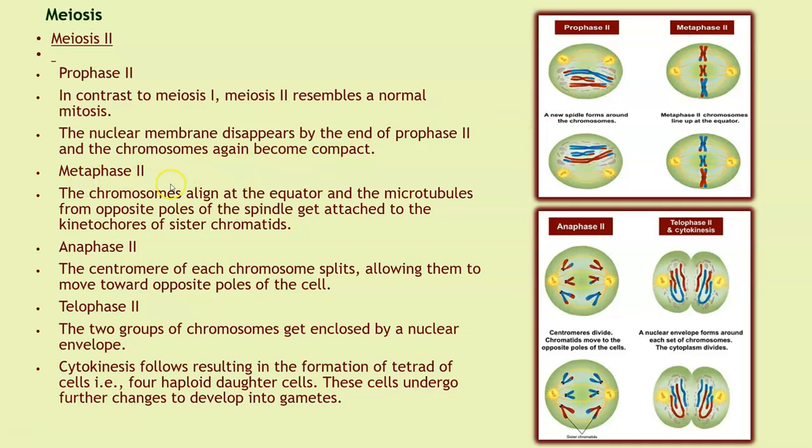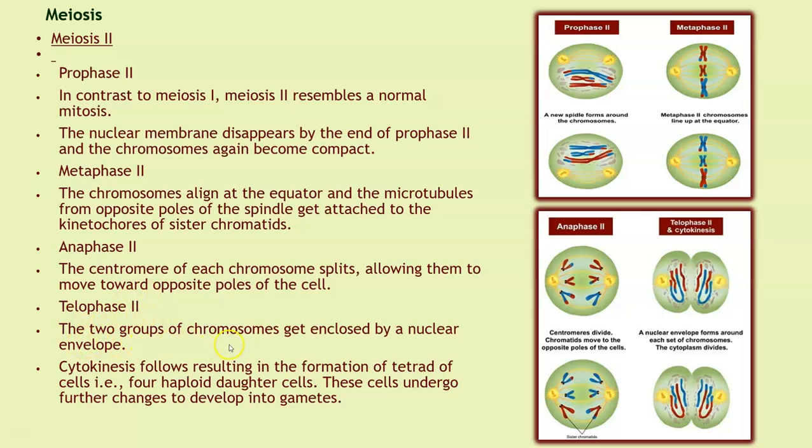compact chromosomes. At metaphase 2, again the chromosomes align at the equator and the microtubules from the opposite poles of the spindle get attached to the kinetochores of the sister chromatids. So same, it gets arranged at the metaphasic plate at the equatorial position and the spindle fibers are holding the chromosomes at the kinetochores. Then you have anaphase 2. The centromeres of each chromosome split, allowing them to move towards opposite poles of the cell. So here again, there is splitting so that the two split chromosomes move towards the opposite poles.